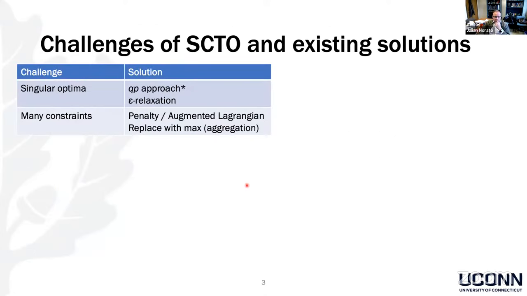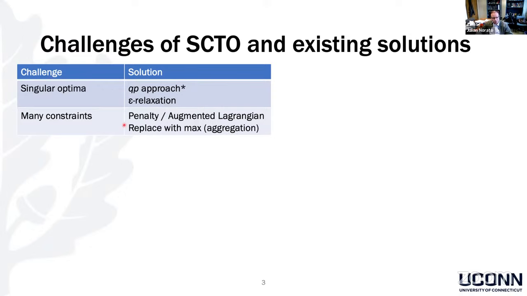So some of the challenges of this particular problem that people have studied over the years, and have proposed solutions to, are the problem of singular optima, which has to do with the fact that you have regions of the design space that are degenerate, and typically the minimum for the optimization problem may be sitting on a corner of that degenerate region. People have proposed different ways of addressing that.